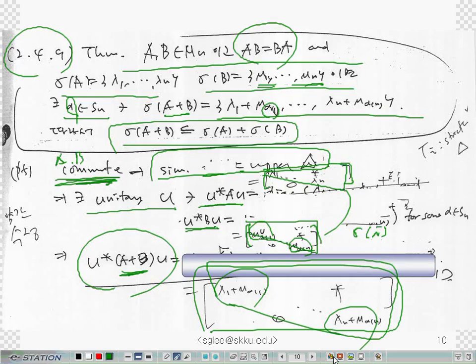Only thing is just here we have some permutations, just a change of orders. That's all. So if they commute, then we can clearly say something about the eigenvalues of the addition of two matrices with the given information on the eigenvalues of each matrix. Okay?